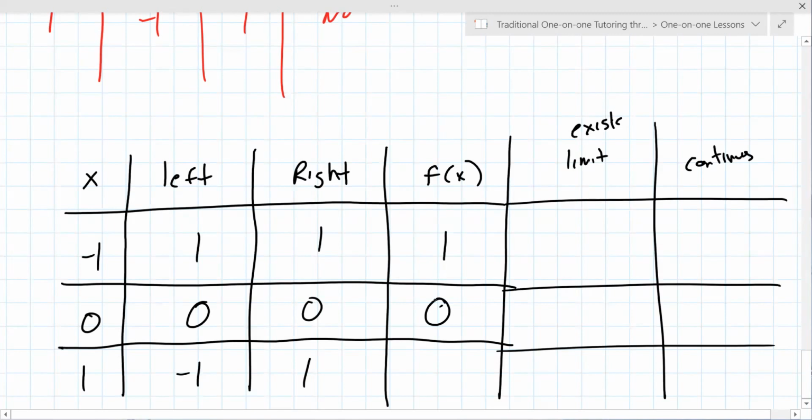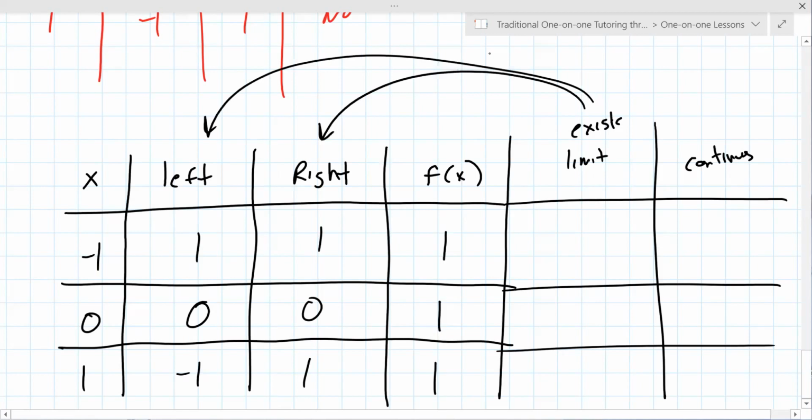Now at 0, it says when x is exactly equal to 0, it's 0. F of 0 is 0. Isn't it 1? X equals 0. I'm sorry. Yes, it is 1. Thank you. I misspoke there. And then the last one, when x is 1, it's 1 also. Okay. So to determine whether the limit exists, you're looking at these two columns and you're asking, are they the same?